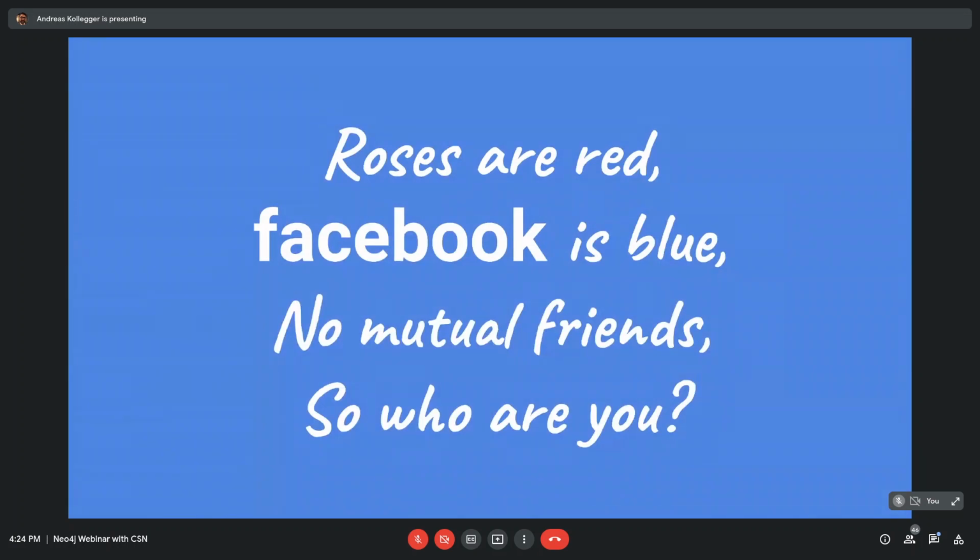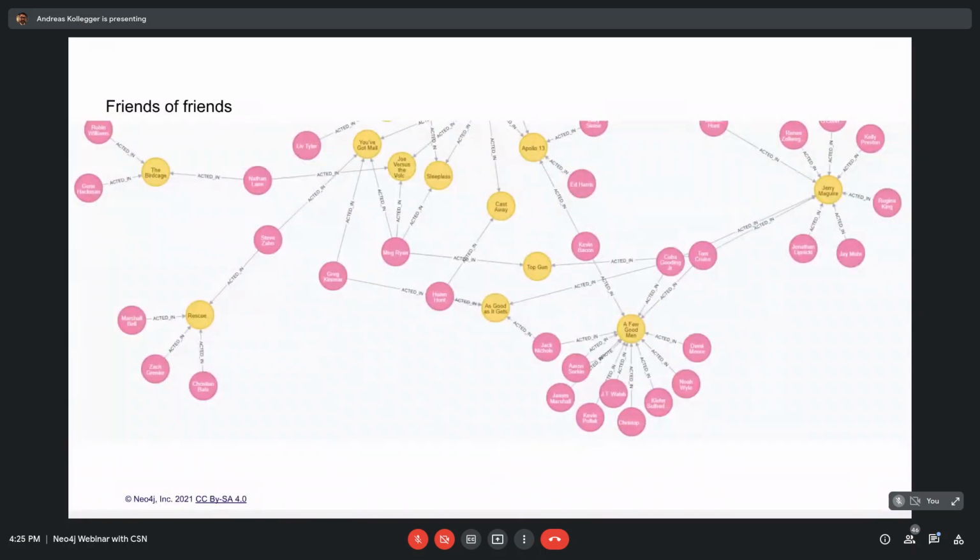Going back, a little more playfully, to simpler, friendlier kinds of relationships: Roses are red, Facebook is blue, no mutual friends, so who are you? This was brought up a little bit in the product model: often relationships between people in a data set are seen indirectly. They're seen through something else. And so here's a classic data set that we like to use because it's pretty easy for people to wrap their heads around.